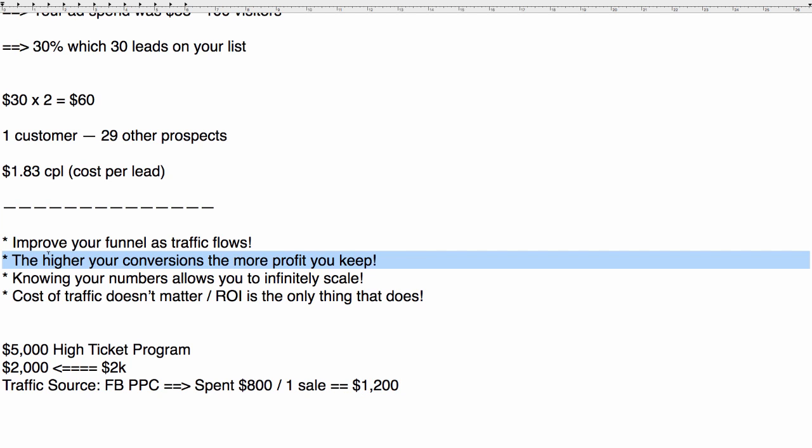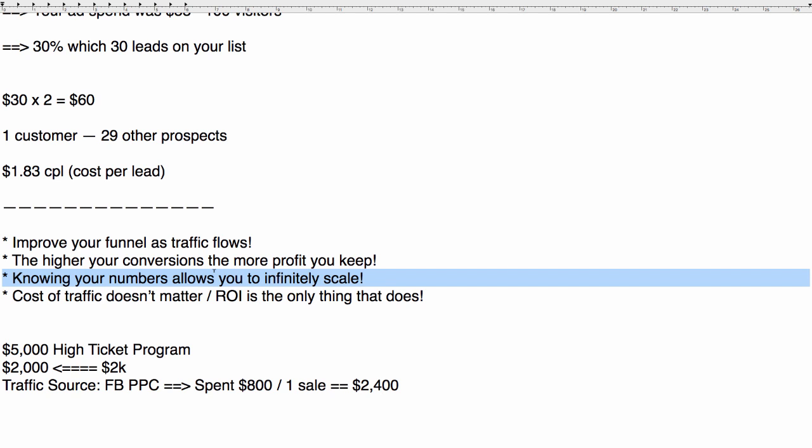Okay? The higher your conversions, the more profit you keep. So if my conversion started off at 20% and I got it all the way up to 50%, or say I got it just up to 40%, and I made $1,200 from a 20% capture page, and the next campaign I run, the capture page is double, I can say, well, I should be in the ballpark of $2,400, because typically when you double the conversions of your funnel, you double your profits on the back end. Of course, this is not a guarantee, but this is what you want to shoot for. Okay. Knowing your numbers will allow you to infinitely scale.